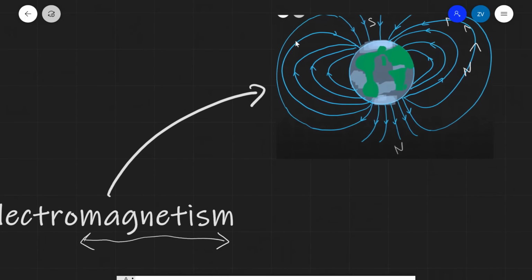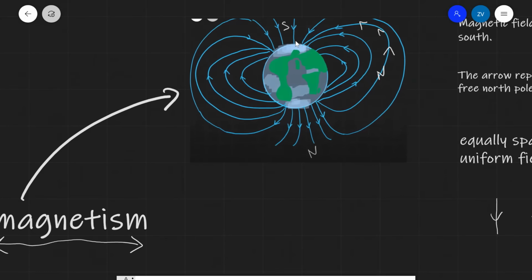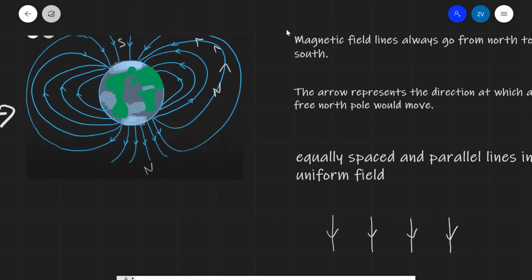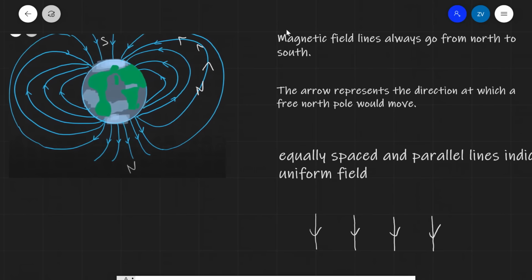So let's have a look at this fantastically drawn picture of the magnetic field around the Earth. The Earth actually seems to act like a big bar magnet, as if there was a big bar magnet on the inside of it. Notice how we have the North Pole here and the South Pole here. So several very important rules become apparent once we look at a magnetic field.